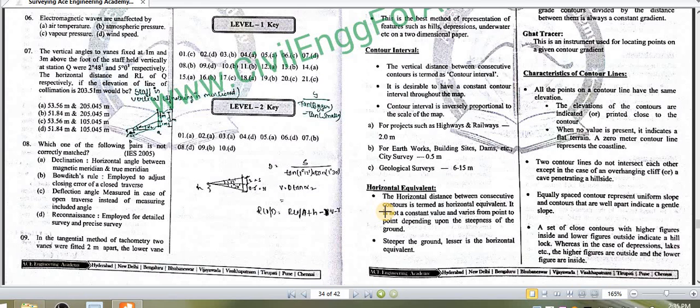If the ground is steeper, it will change continuously. The steeper the ground, the lesser is the horizontal equivalent. So if the ground condition is very steep, very sloping, then the horizontal equivalent will be less in that case.